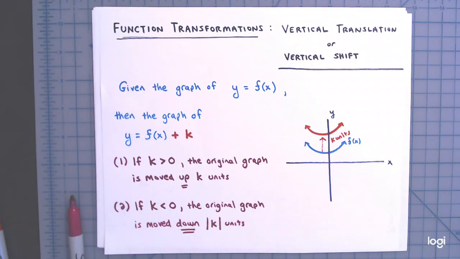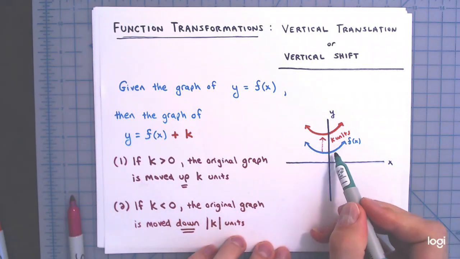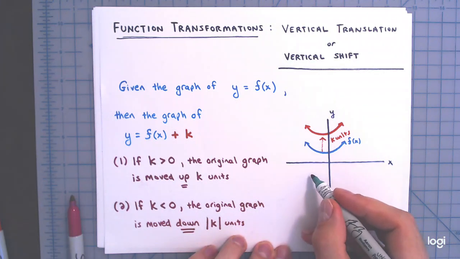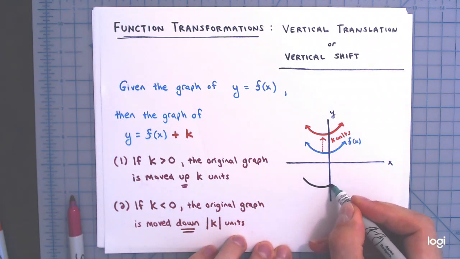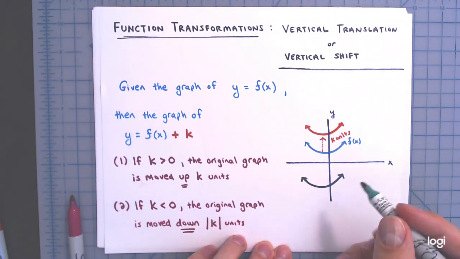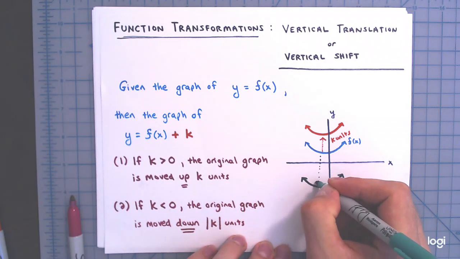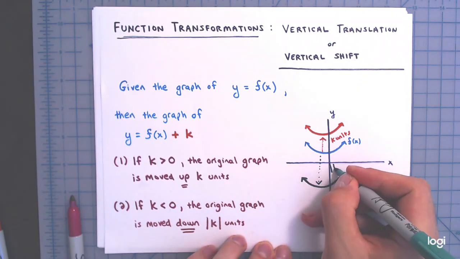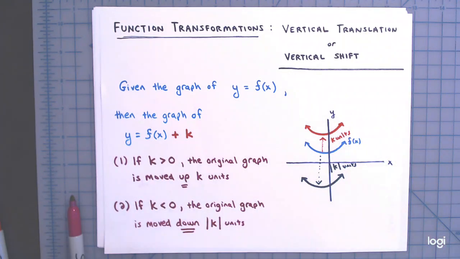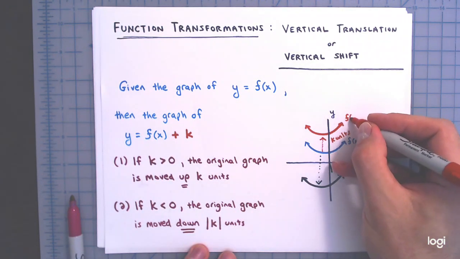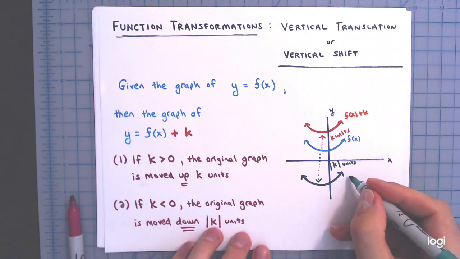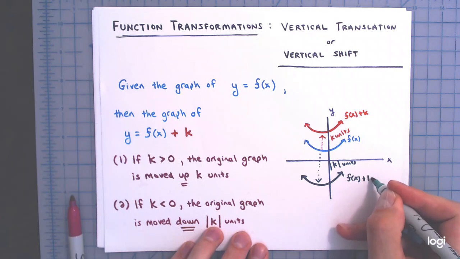So again, we'd keep the same shape, right? Here's my original graph, y equals f of x, and I'd keep the exact same shape. Right, that's that little smiley and all that. It's not perfect. And then it would get shifted down, the absolute value of k units. Right, and these would be the graphs of y equals f of x plus k.